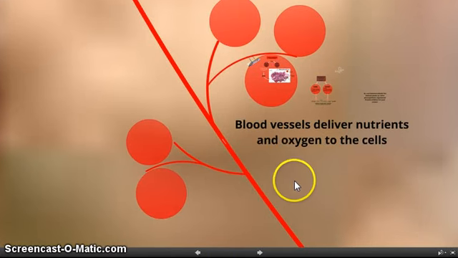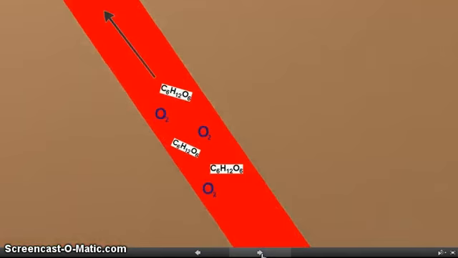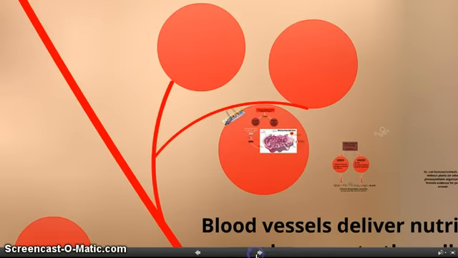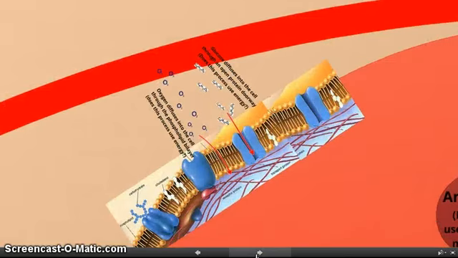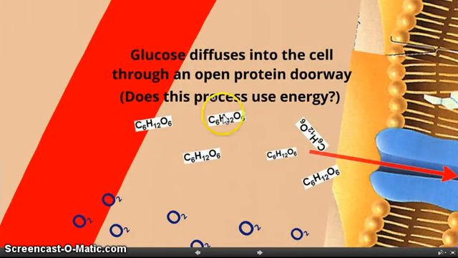Okay, so now the blood vessels deliver the nutrients and the oxygen all to the cells. So we have our blood vessels here, we have our round cells over here, and you can see our glucose and our oxygen traveling through the blood vessels, being delivered to the cells. And this is a little bit old stuff. This is some transport across the membrane. We have glucose diffusing into the cell through an open protein doorway.